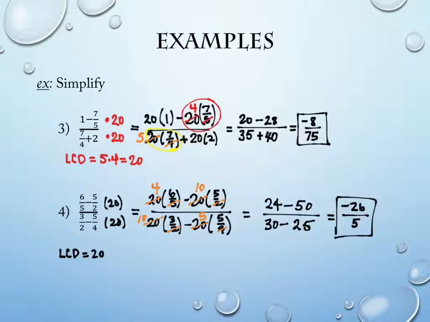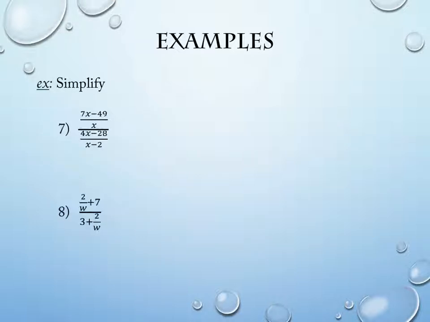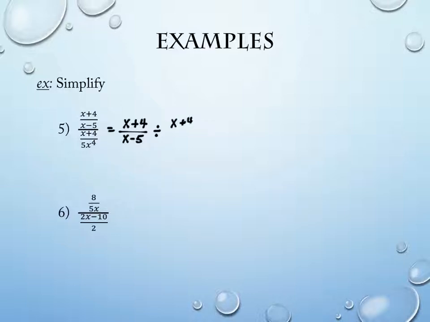When there's a total fraction and a total fraction, all I have to do is write them as division beside each other and then flip to multiply. So I can do that with this problem. I can rewrite it or not. I don't have to write this step, but I think at least for now it's probably helpful to see it. This is x plus 4 over x minus 5 divided by x plus 4 over 5x to the 4th. Right? That's what it is, because it's a fraction divided by a fraction.